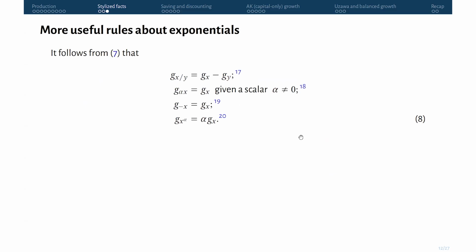Now, I have a list of rules that are kind of similar to this or that follow from it, and notes at the end of the slides on why they're true and how to prove them and develop intuition about them. Hopefully they're all straightforward enough, right? Growth rate of x over y will be growth rate of x minus the growth rate of y for the same reasons before. X to the alpha will grow at alpha times the growth rate of x, because x to the alpha is just x times x times x, alpha times, and so forth.